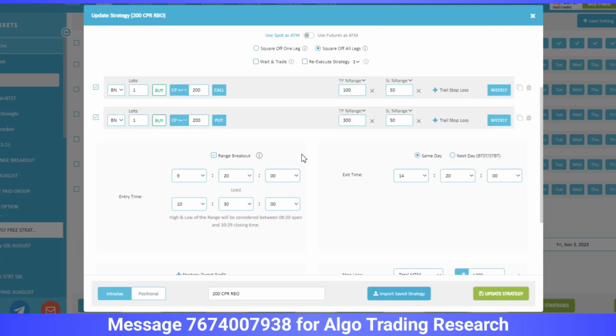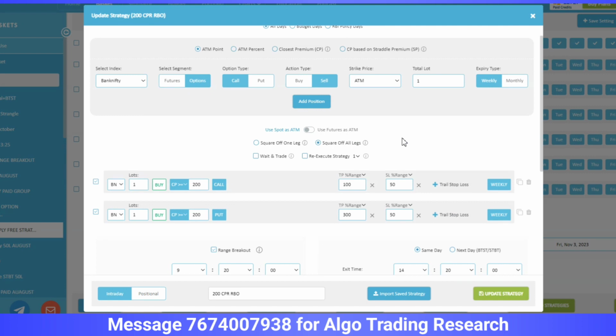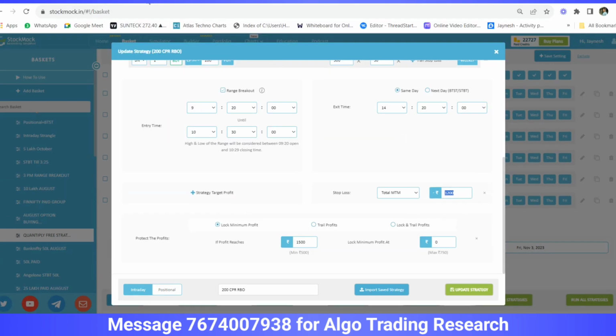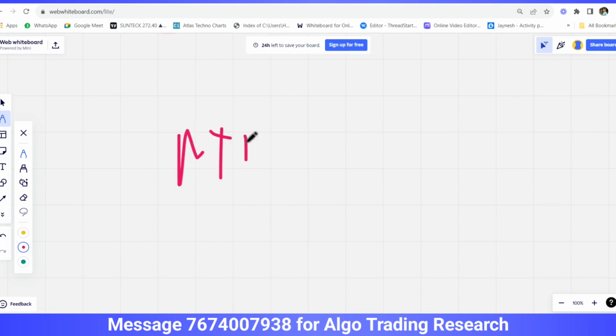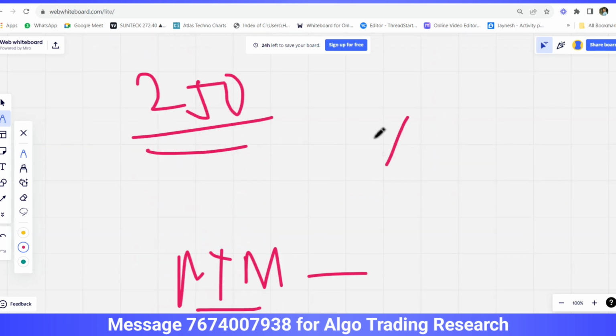Now this is the best entry time for any kind of option buying strategy. Let's say from 9:20 or 9:30 to 10:30 or 11 o'clock. Basically these are the peak timings after which the breakout is generally seen here. Okay, now here we have also kept an M2M stop loss. So it is important that you keep an M2M stop loss even here in each and every strategy wherever you are using percentage of range here.